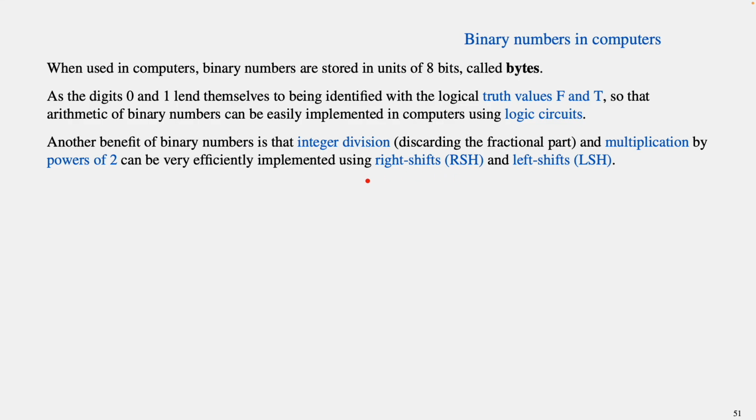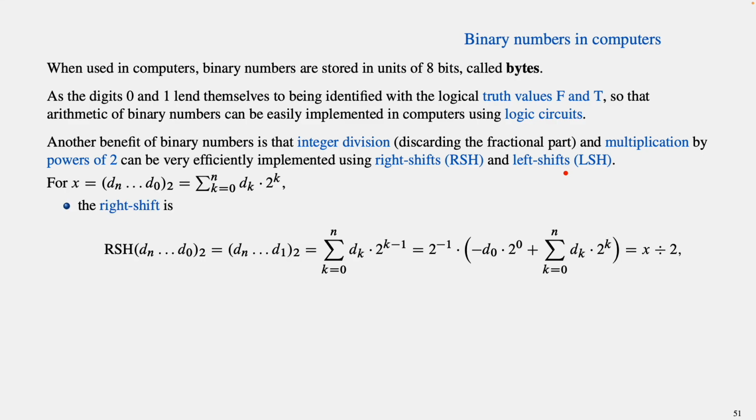And another benefit among many is that integer division, so that is division where we just throw away the fractional part, so we ignore the remainder, and multiplication by powers of 2 can be very efficiently implemented using right shifts and left shifts of these bytes. And I write this out explicitly here to illustrate it, even though the formula looks a bit horrifying, but it's actually very simple in principle.